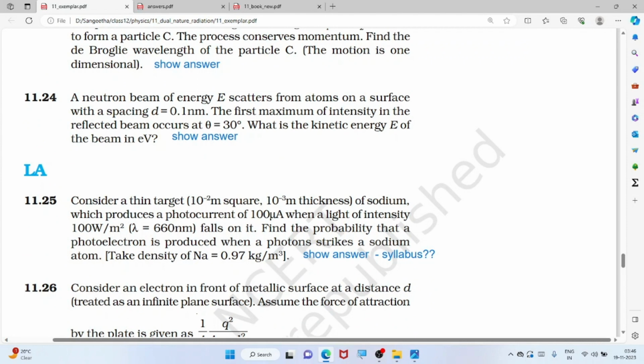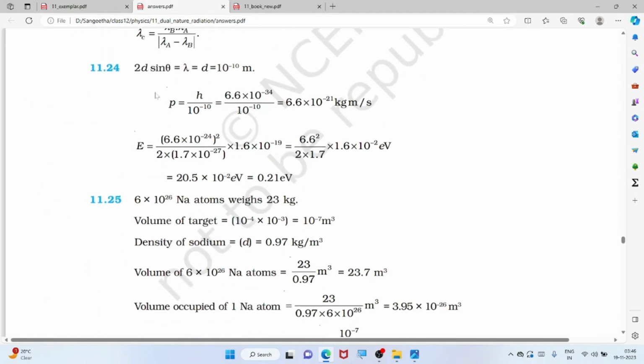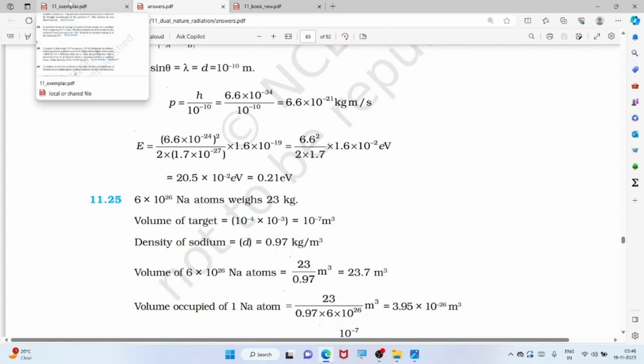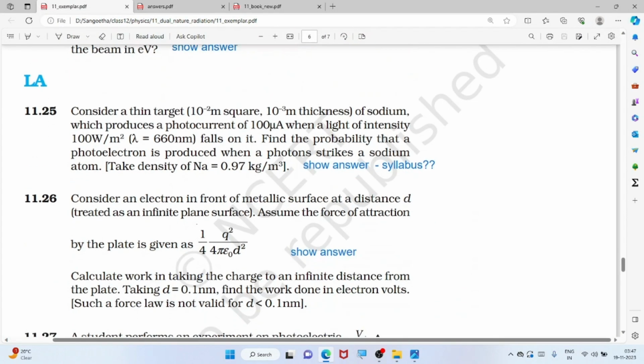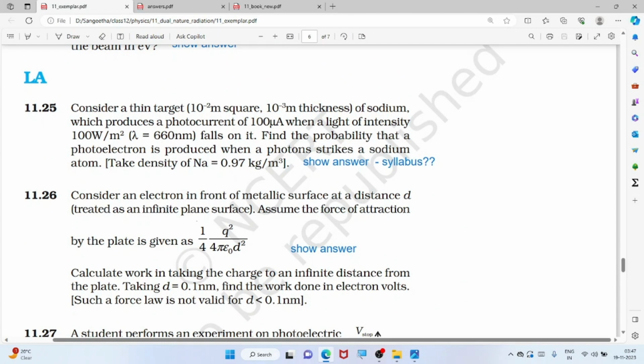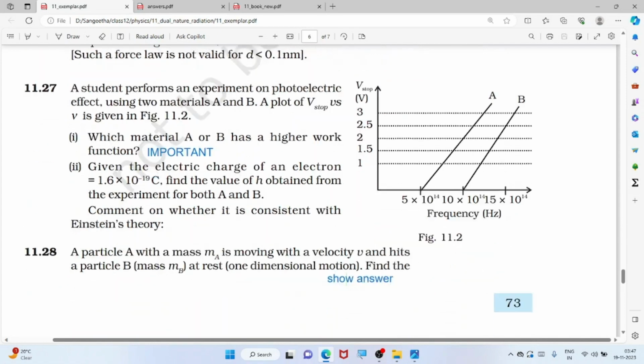A neutron beam of given energy scatters from atoms on the surface with a given spacing. The first maximum of the intensity is in the reflected beam. What is the energy? So this is the answer. Similarly, you can go through the answers. This is syllabus, it is not in the book. Anyway, the answer is given, you can go through it.